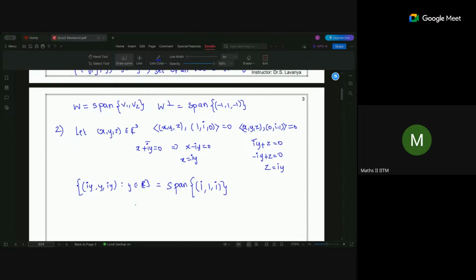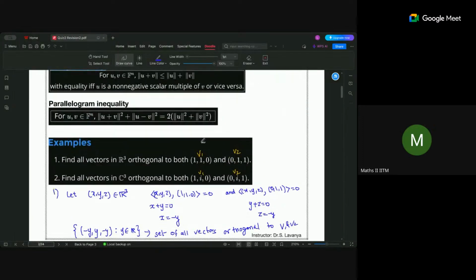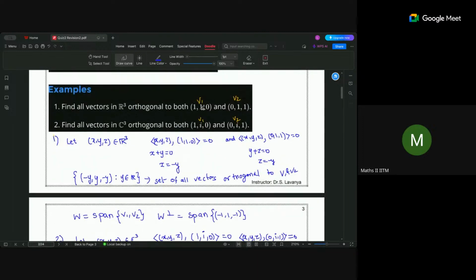Yeah, so this is how we compute the orthogonal set of vectors for any given vectors. Now, in both the cases we are having two vectors. Suppose you are finding all vectors orthogonal to one vector, then how many vectors will you get in the spanning set? Can you tell?